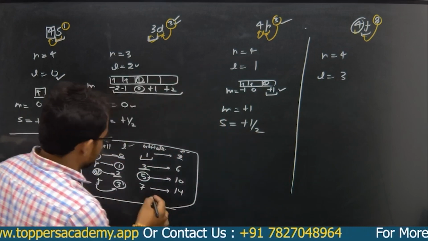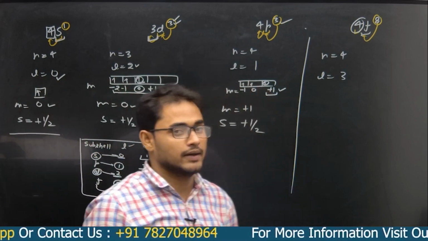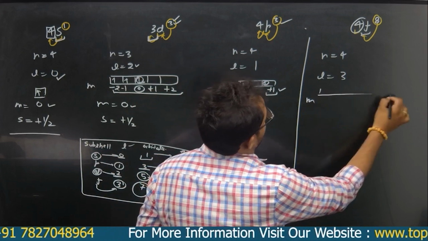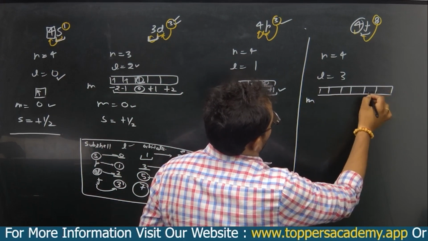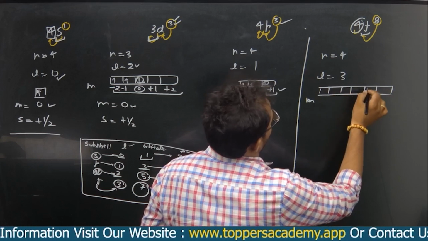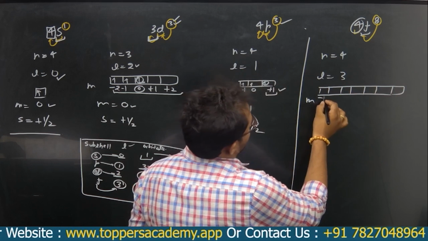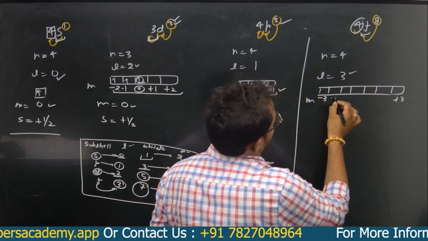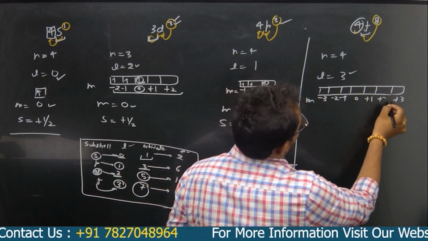And for this case I will have to draw here 7 boxes, that means 7 orbitals, that means 7 houses of electrons. 1, 2, 3, 4, 5, 6, 7. So the possible values are minus 3, minus 2, minus 1, 0, plus 1, plus 2, plus 3.